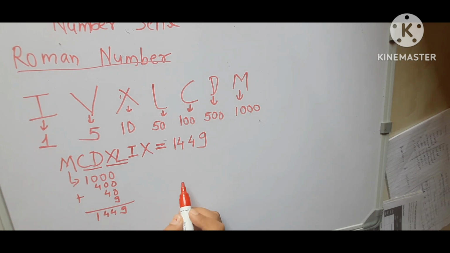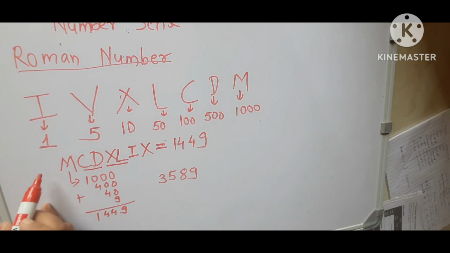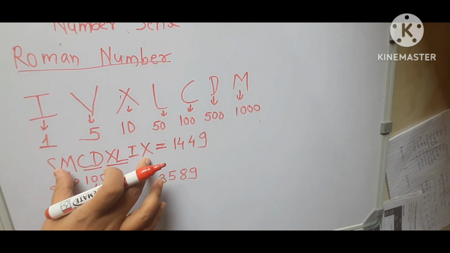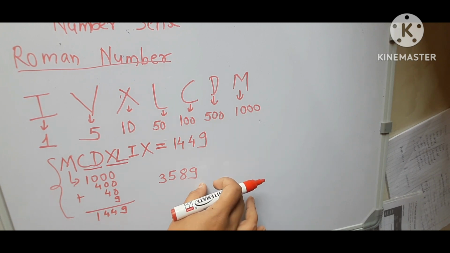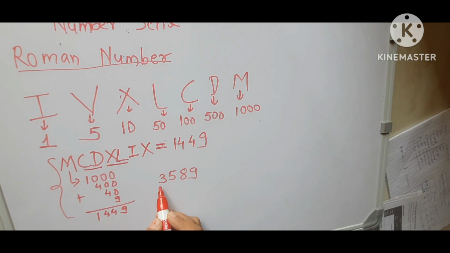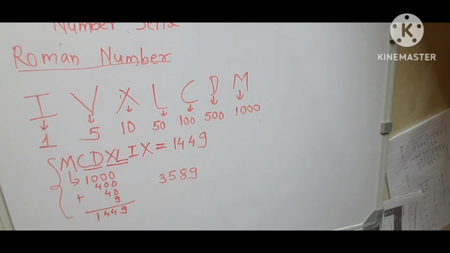If I take another example, suppose I have a number 3589. Now I have to convert it into a Roman number. In the first example, what we have done is we have converted a Roman number into a normal number. Now what we have to do is convert the normal number into a Roman number. Again, for 3000, as it is 1000, we'll use M, right? It is 3000, that is 3 times 1000, so it will go like MMM.